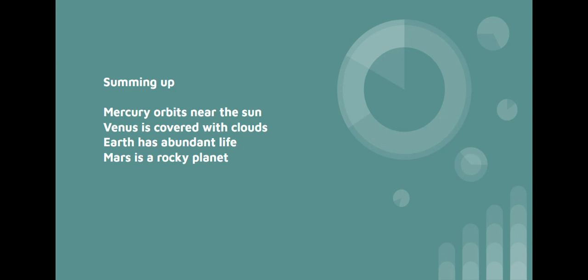Summing up, Mercury orbits near the Sun, Venus is covered with clouds, Earth has abundant life, and Mars is a rocky planet. Mars is going to be the one that we're going to start to put things there permanently. We're going to start to build things there. Something that's just incredibly interesting. If we ever need to leave our planet, Mars, they feel is a good possible option. Interesting. Terrestrial planets. Thank you, students.